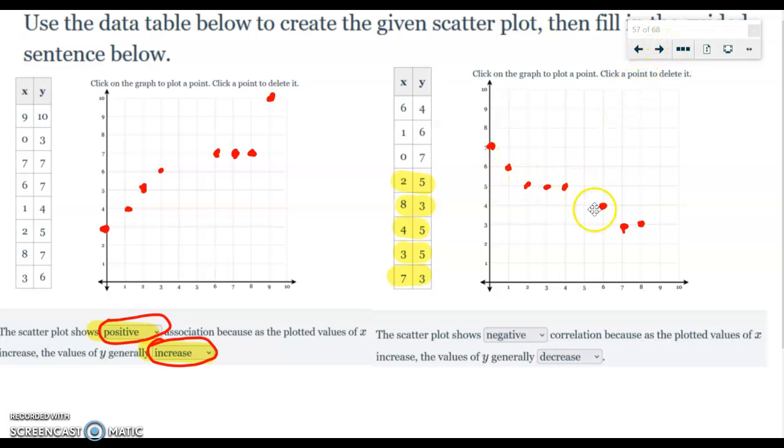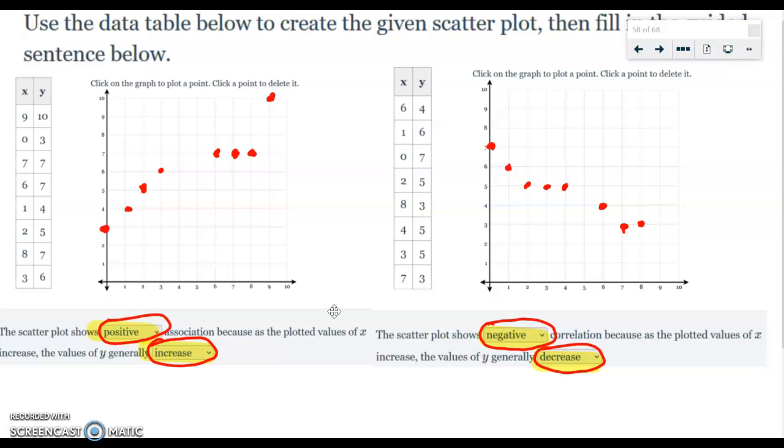And once you plot out all your points, you see that it's going down. As x goes up, y is coming down. That's the trend there. So the scatter plot shows a negative correlation because the plotted values of x increase and the values of y, as the x goes up, the y decreases. Negative correlation. So that's making a scatter plot from some data.